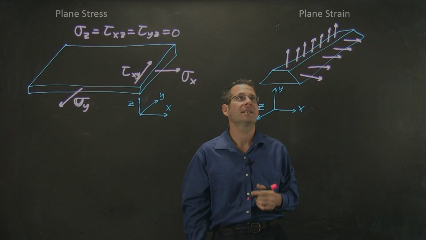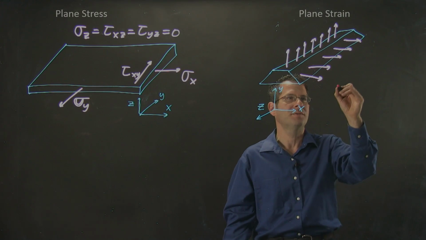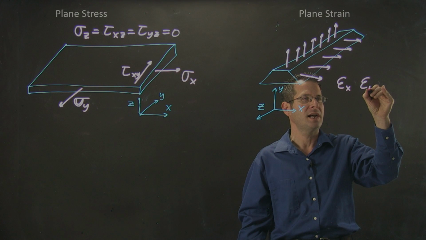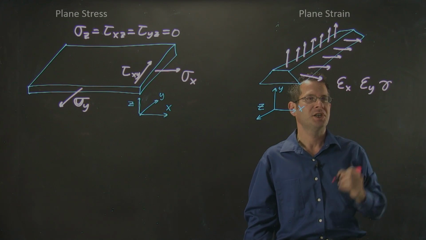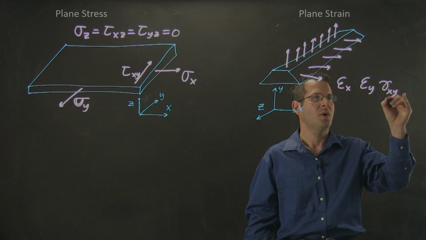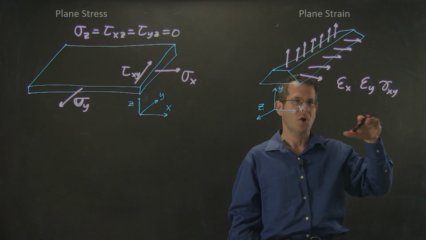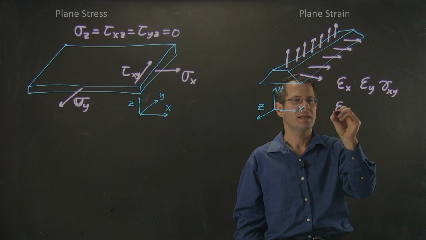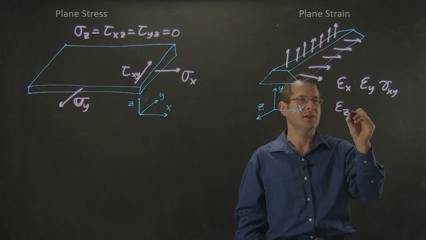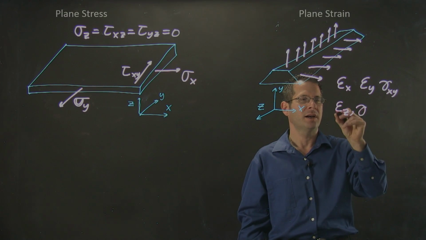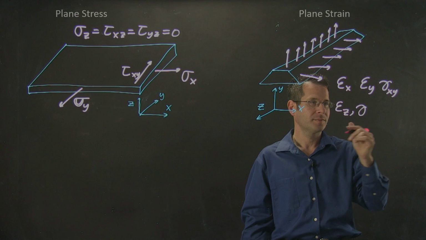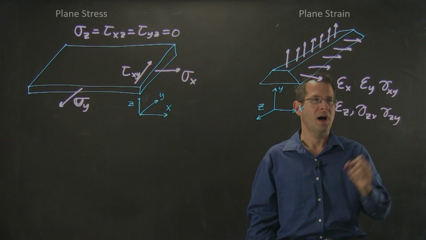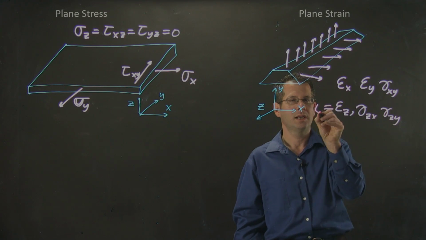In this case, I will have components of strain in the x direction, component of strain in the y direction, and shear strain in the x, y direction. But I'm assuming all of the strain that has a z component is 0. So I'm assuming that the normal strain in the z direction and the shear strains in the zx and the zy are all equal to 0. This is referred to as plane strain.